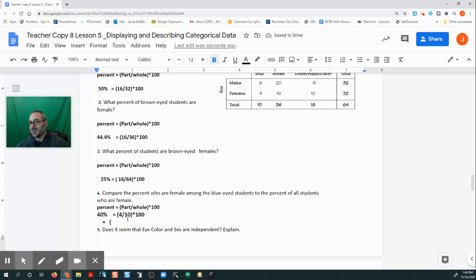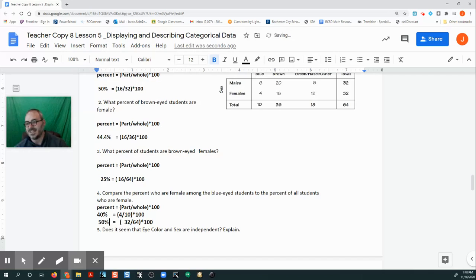Oh, yeah. The percent of all students that are female. So all students is 64. That's our whole. Of all students, how many are female? That's 32. 32 out of the 64. Oh, that's 50%, right? Times 100. Not 1,000. It's 50%.